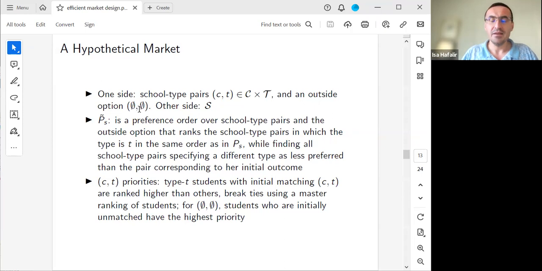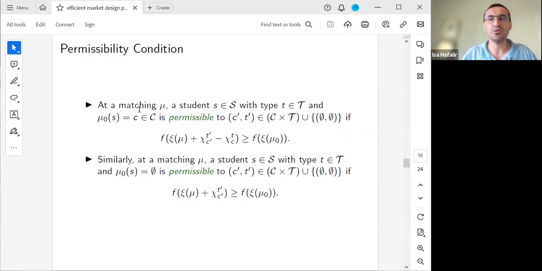And then the novelty of the mechanism is the permissibility condition of the students. So at a matching mu, a student s with type t is going to be permissible to some c prime t prime if this condition is satisfied.